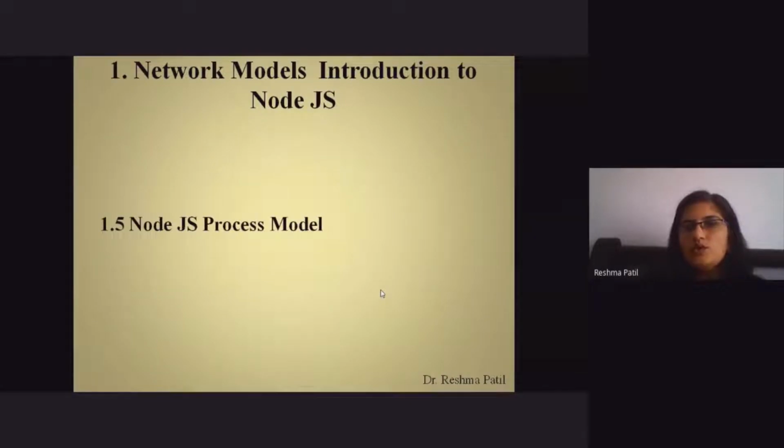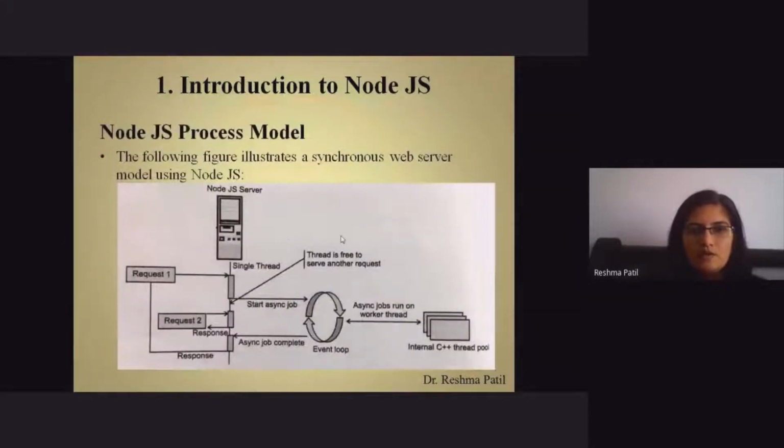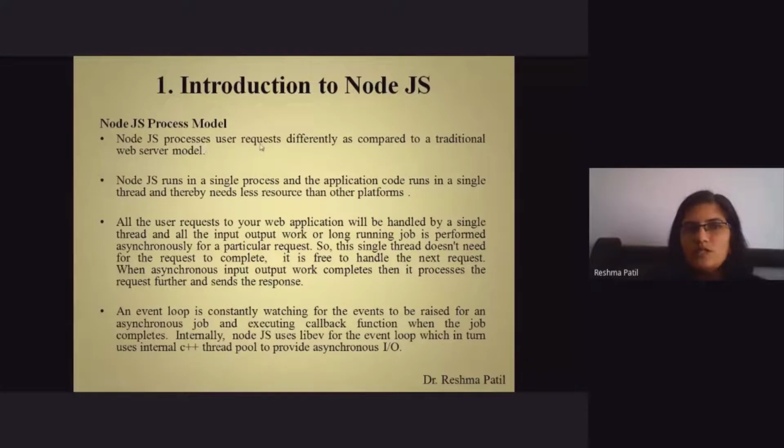Now we will see the Node.js process model, how Node.js works compared with the traditional web server. Here you can see an example of a Node.js server. Here every request is going to this single thread. However many requests there are, this is a single thread. Only a single thread is going to execute these requests. So Node.js processes requests differently compared to a traditional web server.